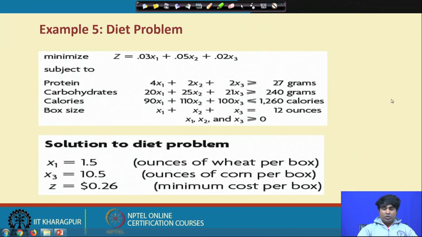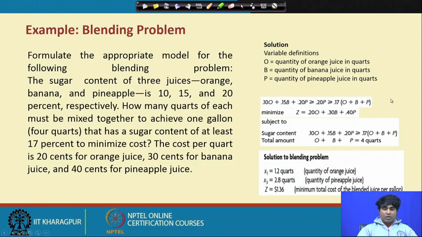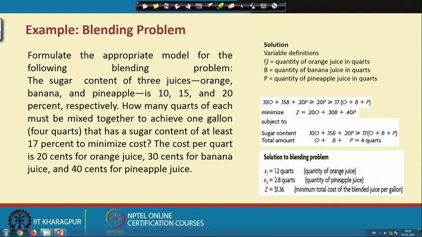And corresponding to the particular structure, I can highlight a couple more problems. This is again a 3 decision variable case, with O, B, P as the quantities of 3 different fruits, and we have a minimization problem: minimize the objective function subject to certain constraints. The first constraint is the greater than type, and the second one is the equality type, and still we have the optimum solution.